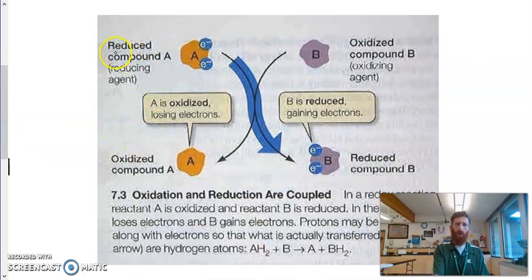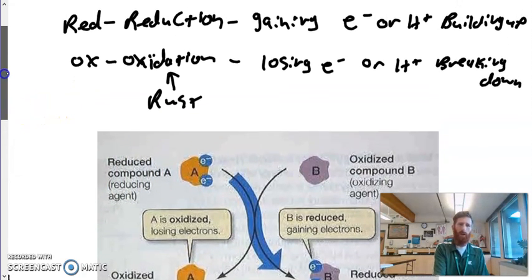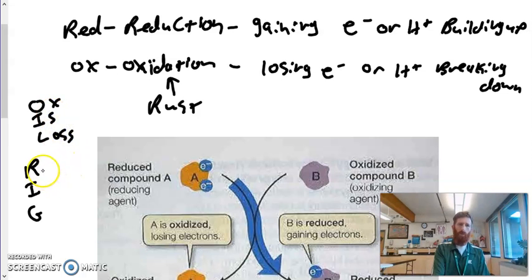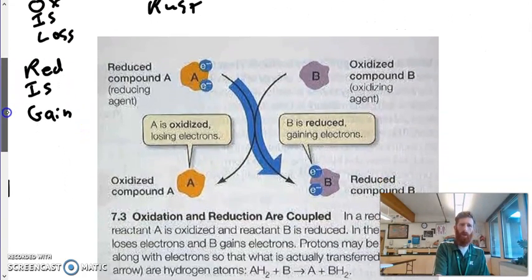So we have our already reduced compound. Oh, sorry, I should give you the memory aid. Our memory aid is OIL RIG. O-I-L-R-I-G, oil rig. So oxidation is loss. Reduction is gain. OIL RIG. Use that device to memorize redox reactions.